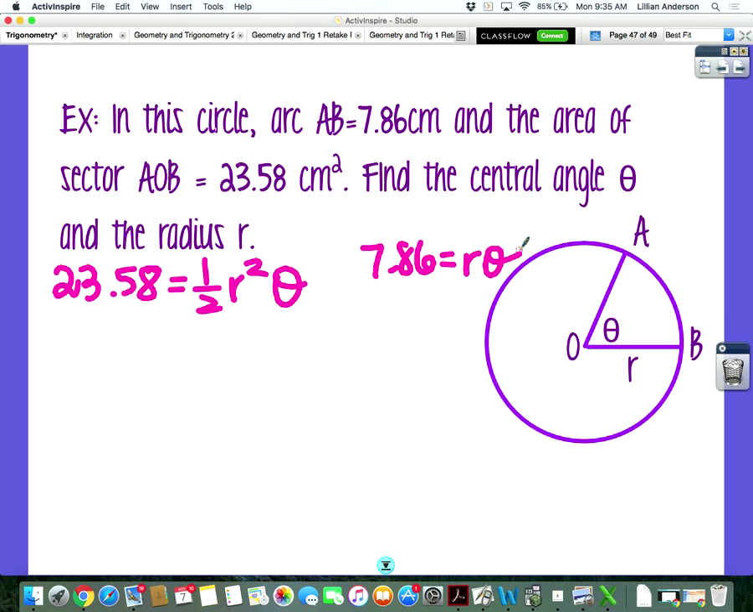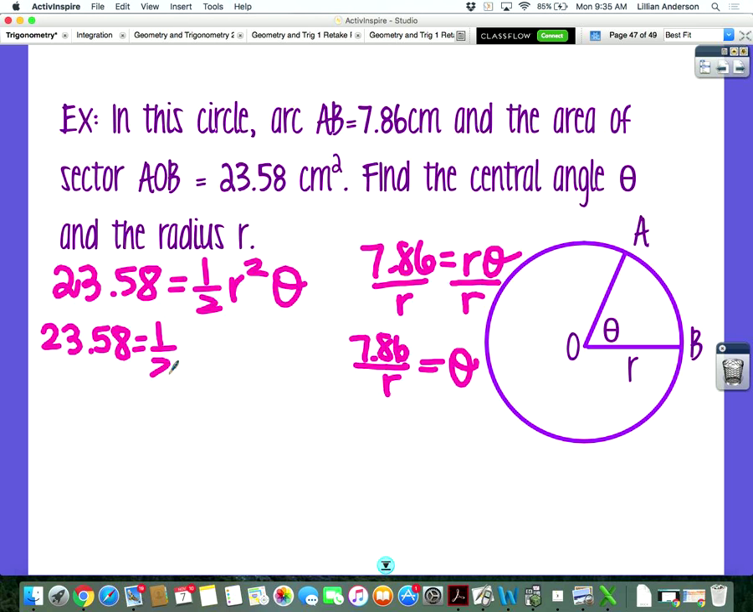Solve for theta. So to solve for theta, that means we're going to do what? Divide by the radius. So theta equals 7.86 divided by r. So that means we're going to plug that in for theta. So r squared times the 7.86 over r. Is everybody with me so far? This is more like an IB type of problem when you have to solve for variables. Now, how can I simplify this right-hand side?